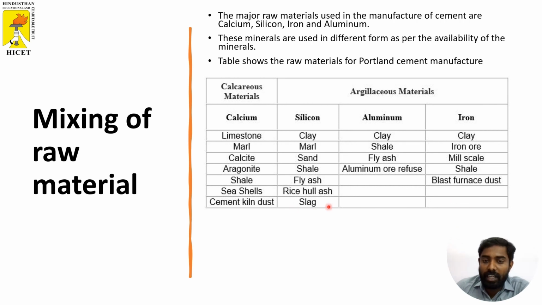The table shows the raw materials for Portland cement manufacturing. The calcareous materials include calcium: limestone, marl, calcite, aragonite, shale, seashells, cement kiln dust. The argillaceous materials include silicon, aluminum, and iron. Clay constitutes silicon, iron, and aluminum, and marl, sand, shale, fly ash, rice husk ash, and slag include silica. Shale, fly ash, and aluminum ore refuse include aluminum, and iron ore, mill scale, and blast furnace dust include iron.